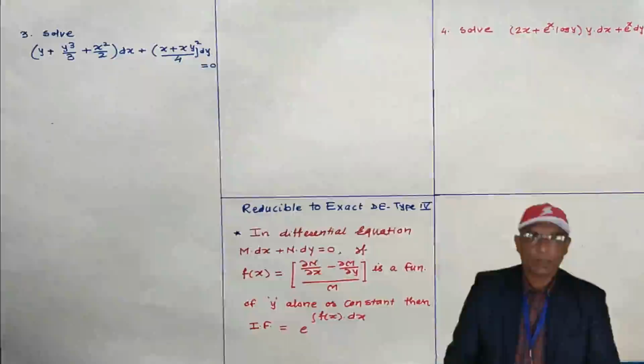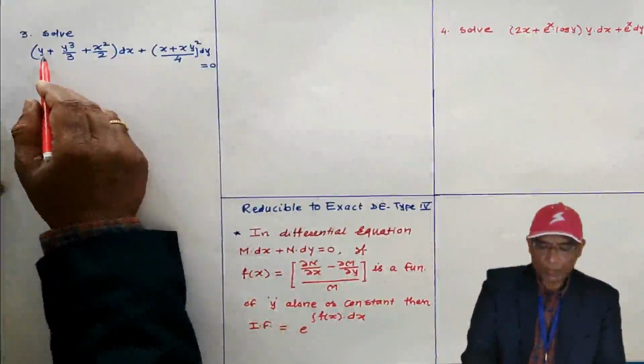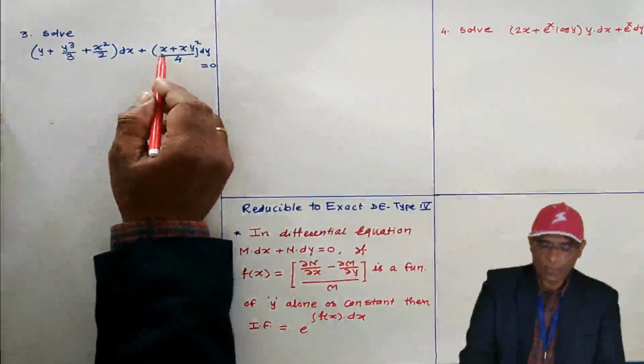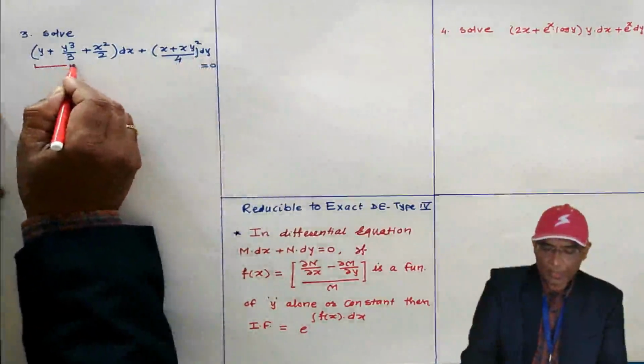Now, the next problem, the third one: solve (y plus y cube by 3 plus x square by 2) dx plus (x plus xy square by 4) dy equals 0. This is our M. This is our N.